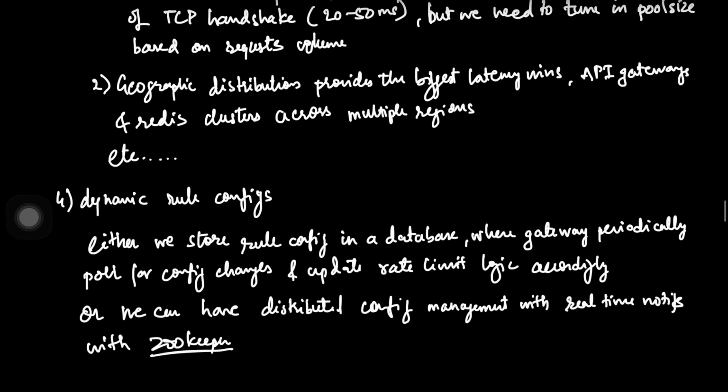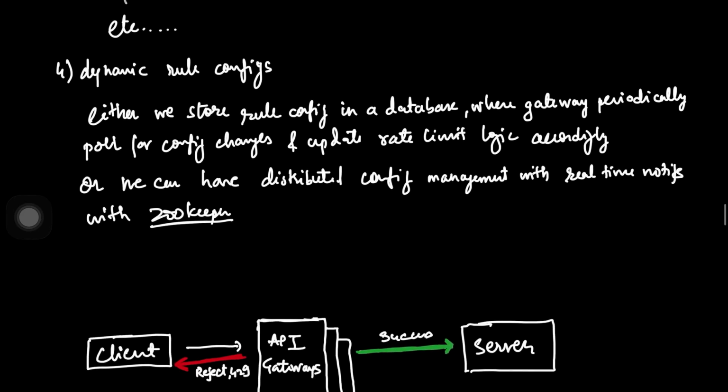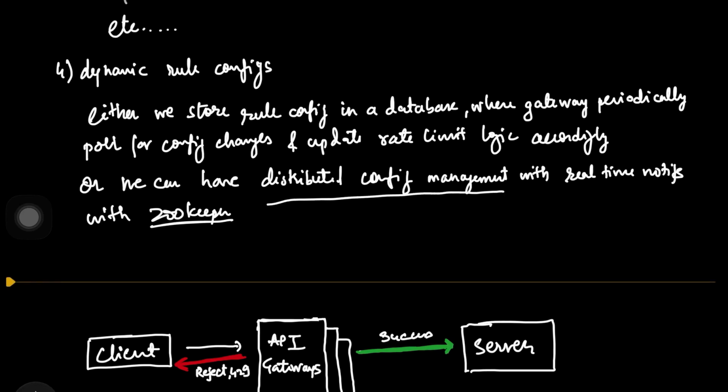So we can either store these rule configs in a database and periodically poll those config changes, or we can use Zookeeper, which is a distributed config management system. This will help us get real-time notifications of whatever we have changed.